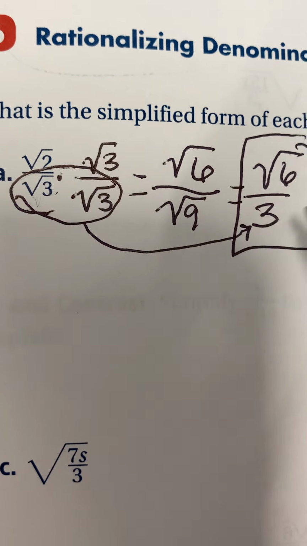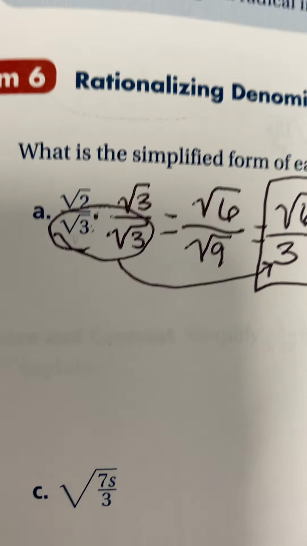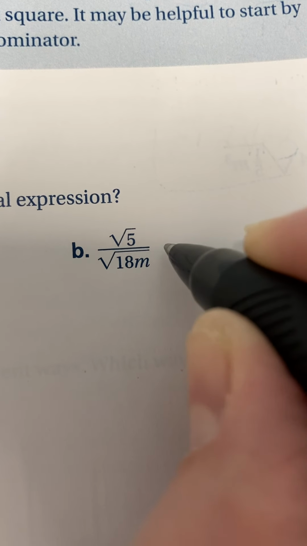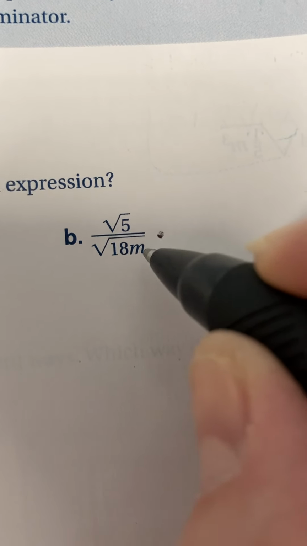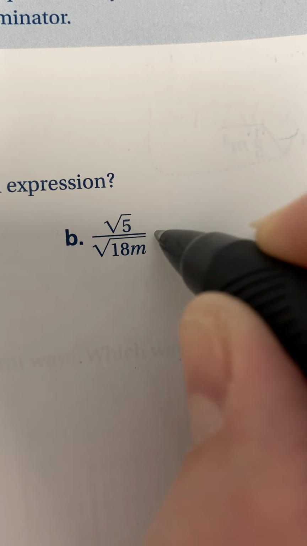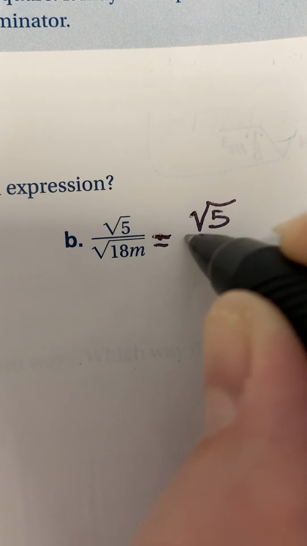All you've done is simplify it down by rationalizing the denominator, getting rid of the radical in the bottom. All right, so here, a couple ways you can approach this one. I like to simplify down if I can, just because it makes my numbers smaller. The square root of 5, nothing can happen with that. Don't put a times here, put an equal. So I'm just going to leave the square root of 5.